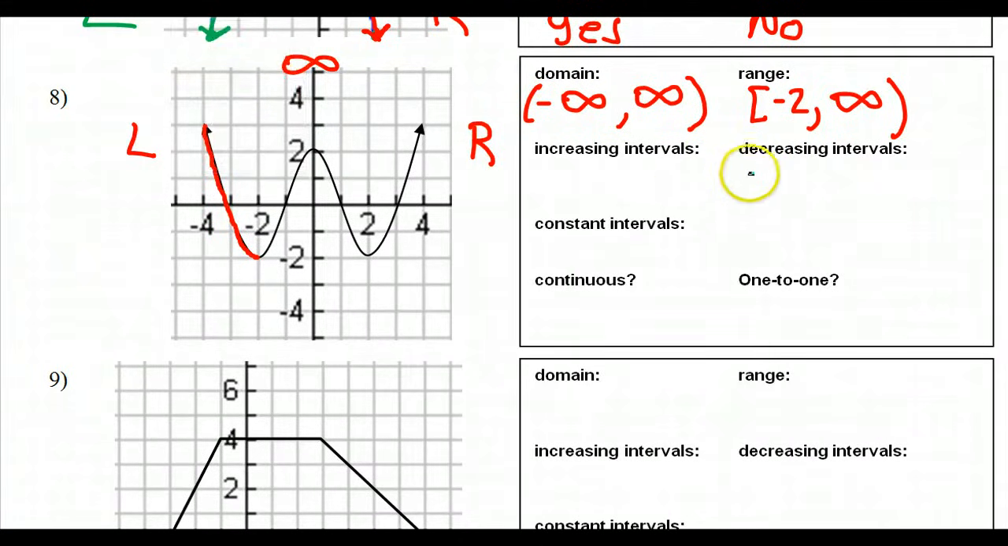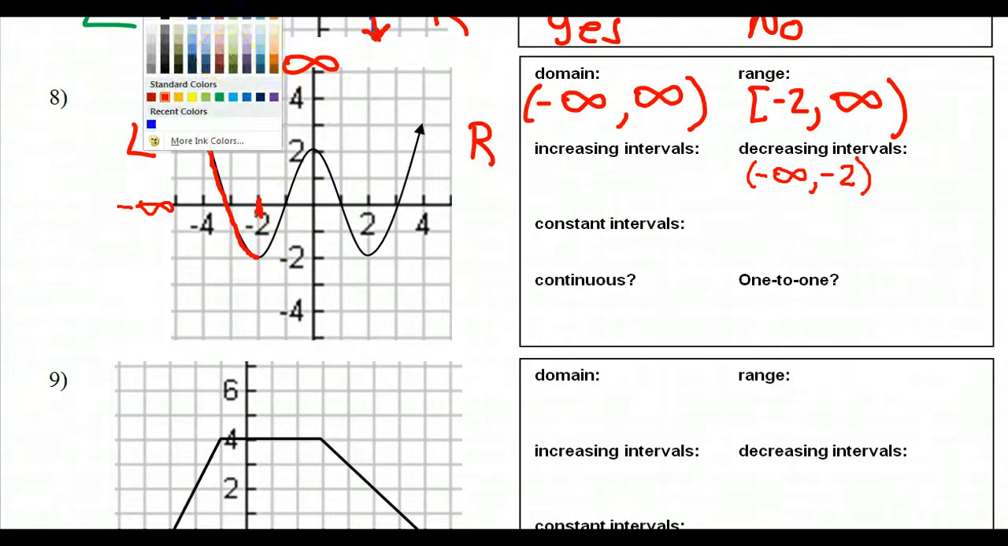Okay, so my first decreasing interval is from, now this is negative infinity over here, all right, because it's starting from an arrow, goes forever. So my first decreasing interval is from negative infinity to negative 2. Remember, it's all about x values. So negative infinity to negative 2. Okay, we won't include the negative 2 because right at negative 2 is where it switches.